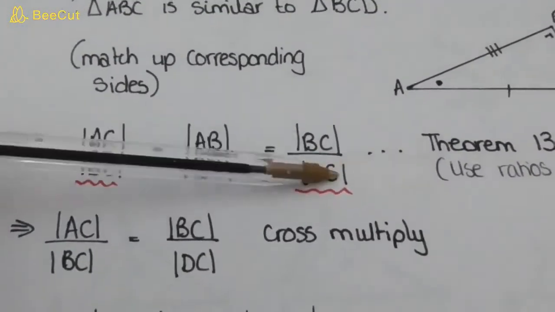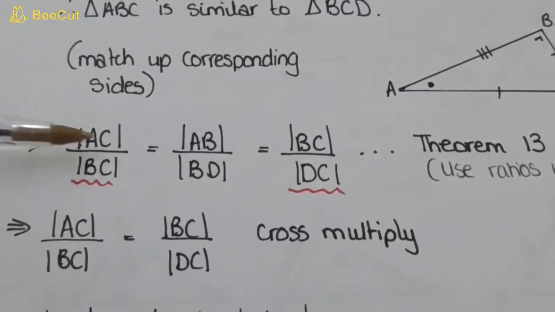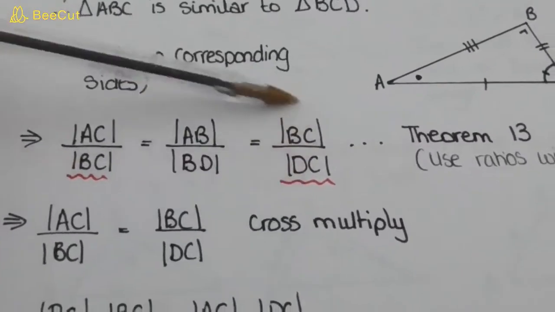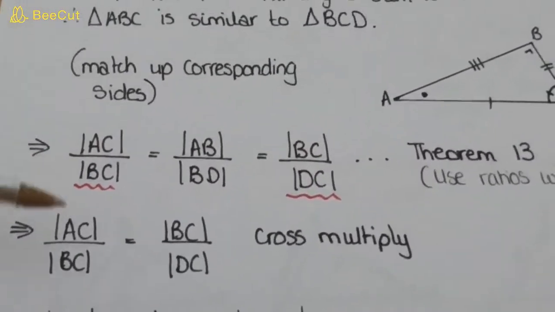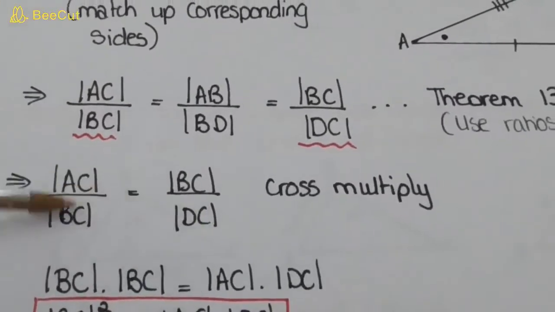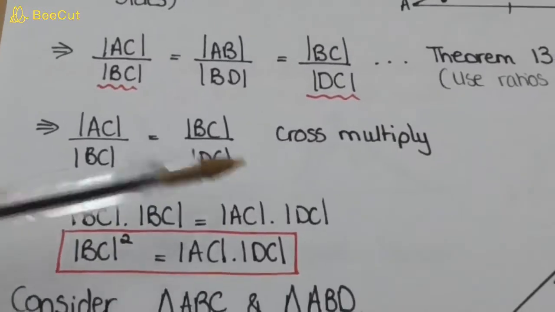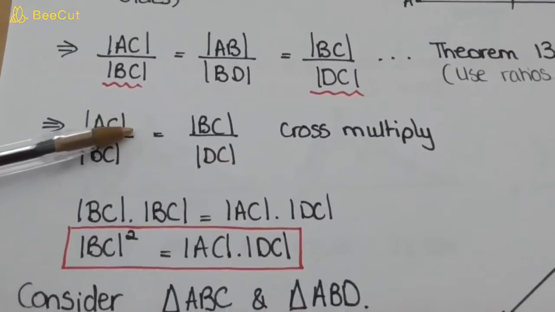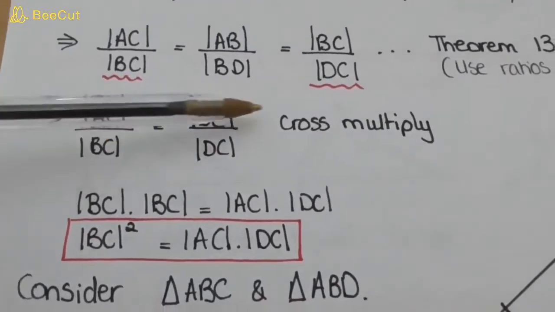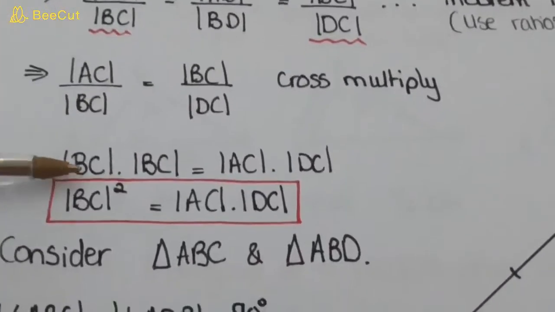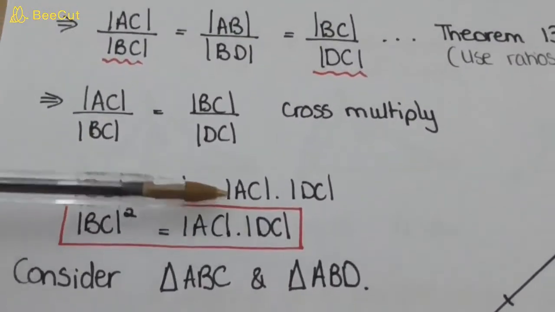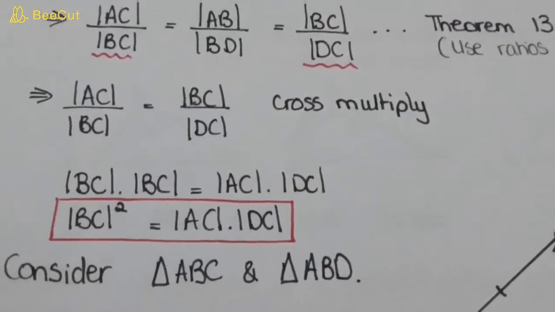So if they're all equal to each other, that means AC over BC is obviously equal to BC over DC as well. Okay, the order doesn't matter. So I'm now writing down the 2 of those are equal to each other. Next, I'm going to cross multiply. So I'm bringing up the DC and I'm multiplying it by AC, and I'm bringing up the BC and I'm multiplying it by BC. Okay, so I've got BC by BC is equal to AC by DC.